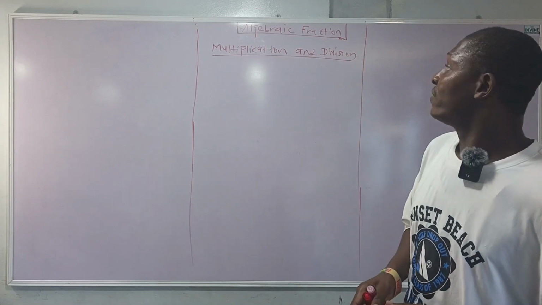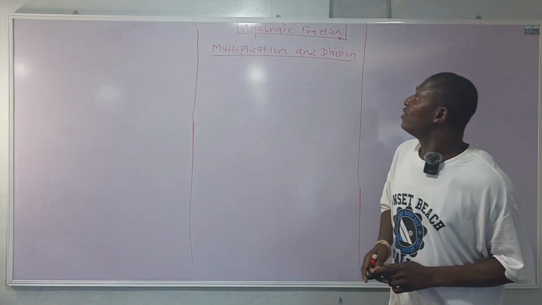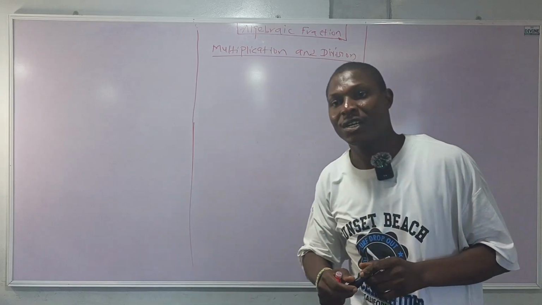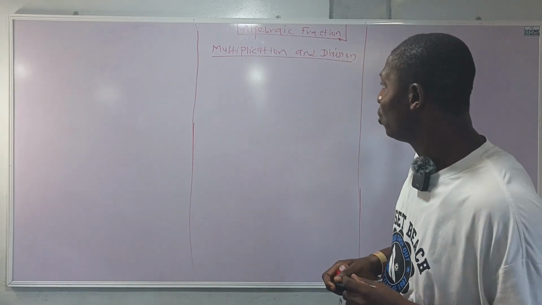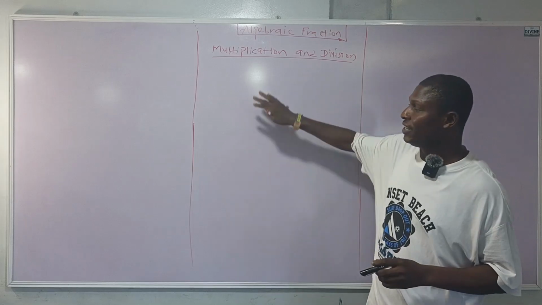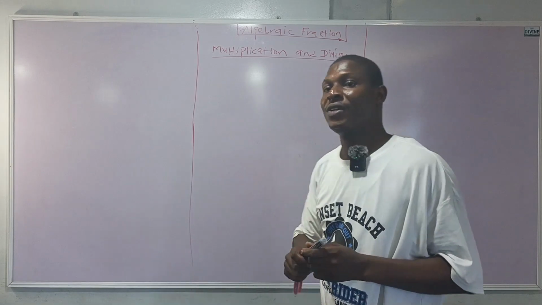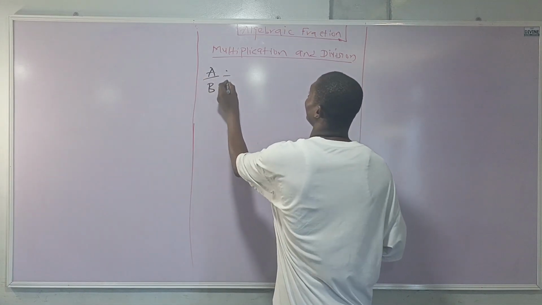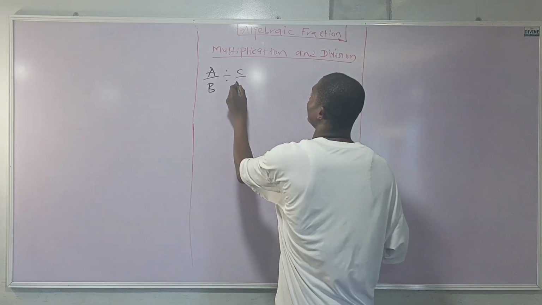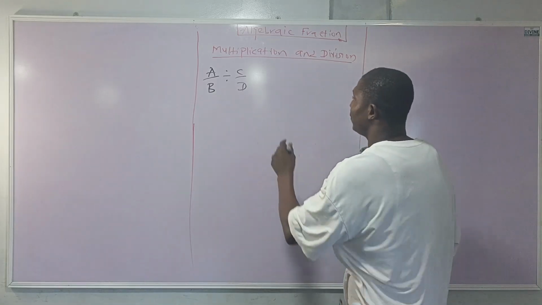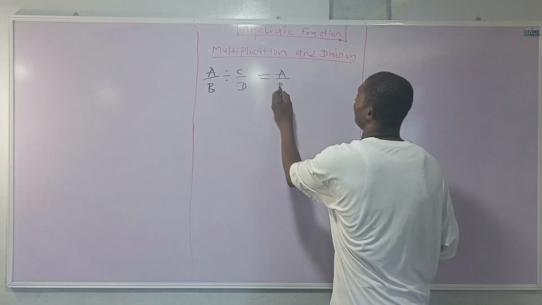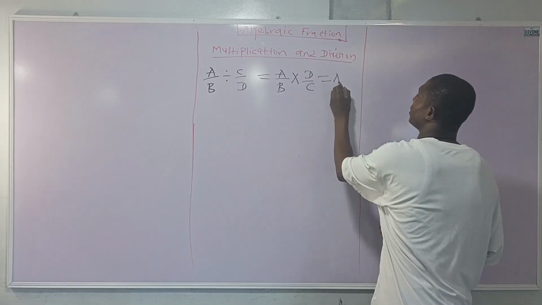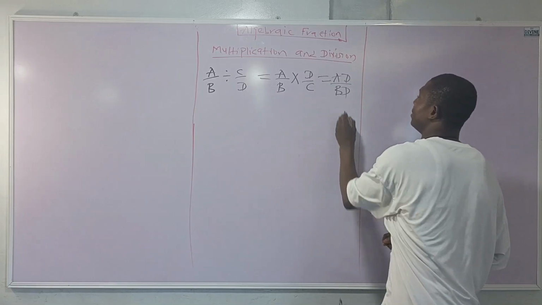Welcome back, everyone. Today we'll be dealing with multiplication and division of algebraic fractions. But before we start, I want to give some principles which we are going to hold on to in getting our answers right. So let's assume we have A over B divided by, let me say, C over D. This simply gives us A over B multiplied by what? D over C, which equals AD over BC.